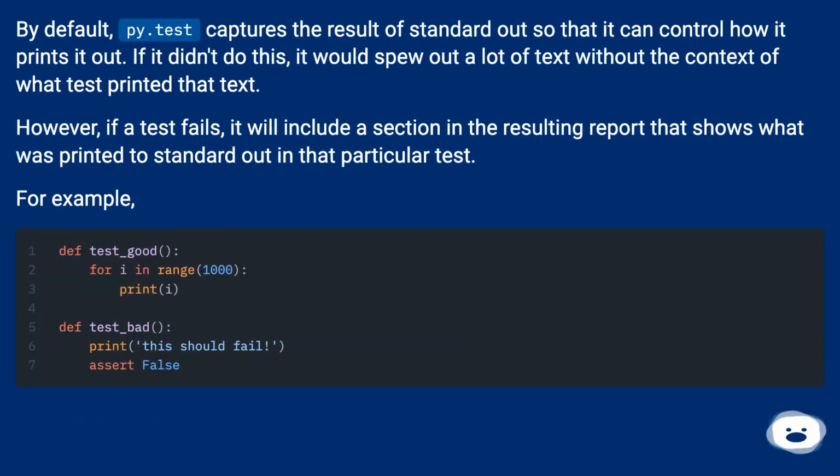By default, Pytest captures the result of standard out so that it can control how it prints it out. If it didn't do this, it would spew out a lot of text without the context of what test printed that text. However, if the test fails, it will include a section in the resulting report that shows what was printed to standard out in that particular test. For example, results in the following output.